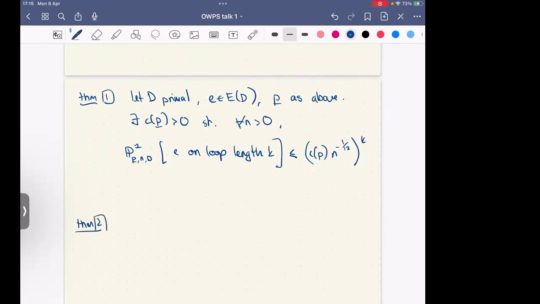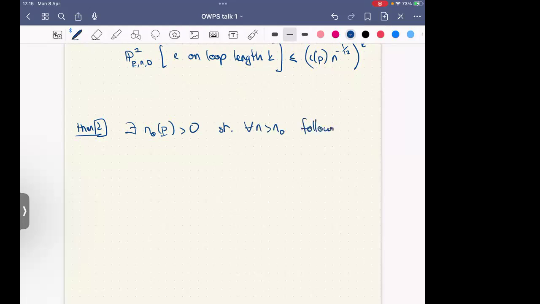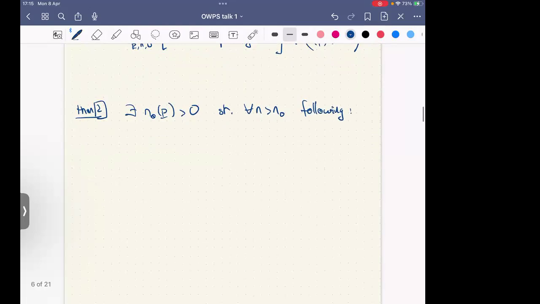which is the following, and which is much stronger. So we say that there exists some n naught depending on P greater than 0, such that for n greater than n naught, the following holds. So let D_k be an increasing sequence of primal domains such that they become L, so their union is L.